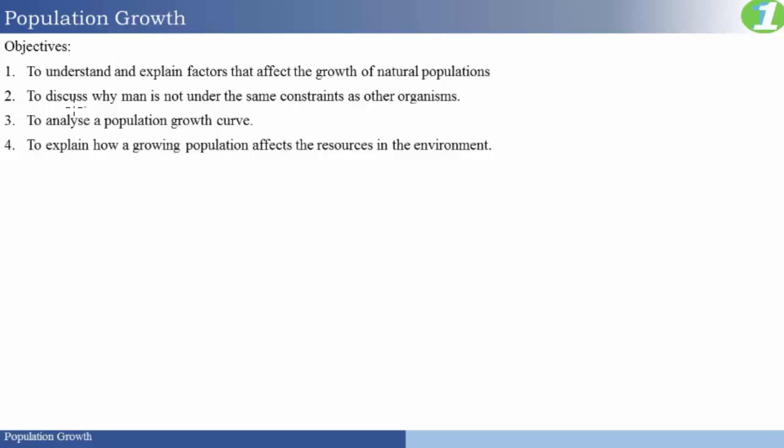Now, objectives for today include understanding and explaining the factors that affect growth of natural populations. We will also discuss why man is not under the same constraints as other organisms. So why is man growing exponentially more than other animals? We will then analyze population growth curves, and then we will explain how the growing population affects the resources that are present in the environment.